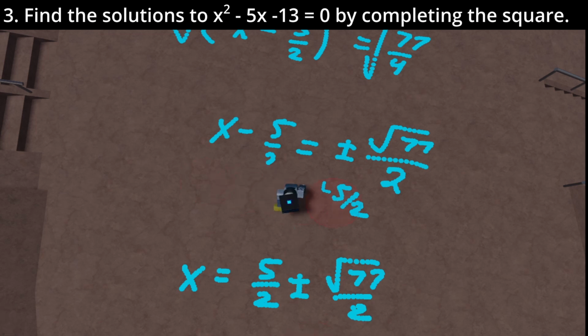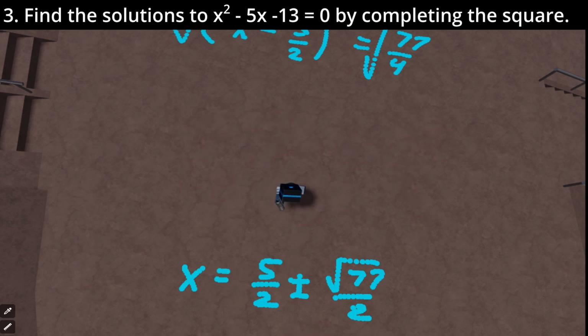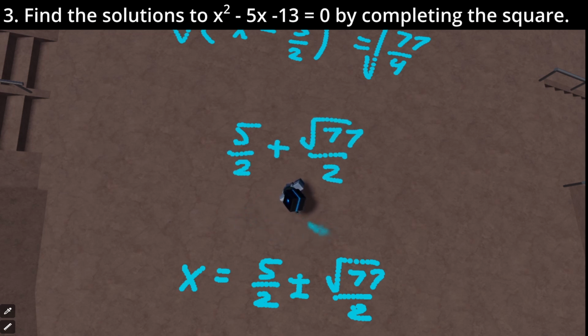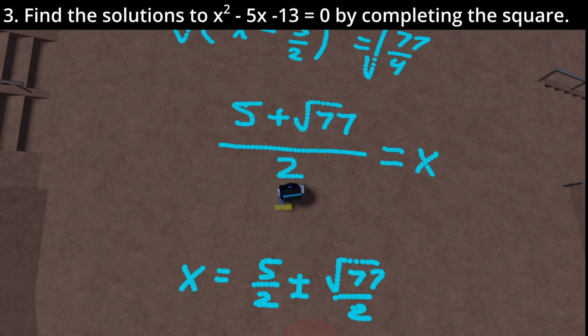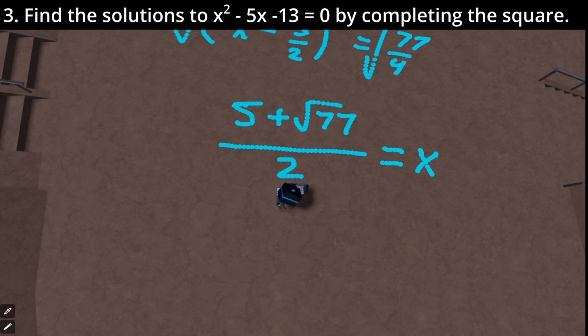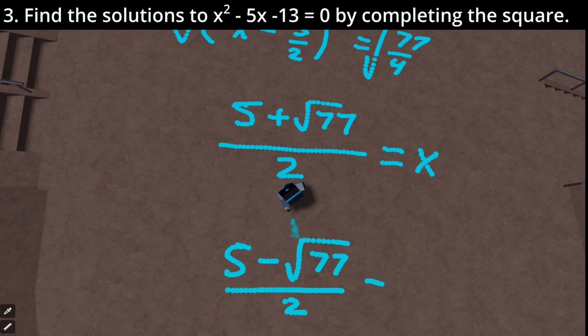And now I can just take the positive and the negative solution. So the first solution is going to be 5 over 2 plus the square root of 77 over 2. Well, I can just rewrite that as one big fraction because they have the same denominator. So let me do that. 5 plus square root of 77 divided by 2 is equal to x. And then I can also just take the negative solution. Let me erase this to make some more space. I'll have 5 minus the square root of 77 divided by 2 is the other solution of x. And that's it. We found both solutions.